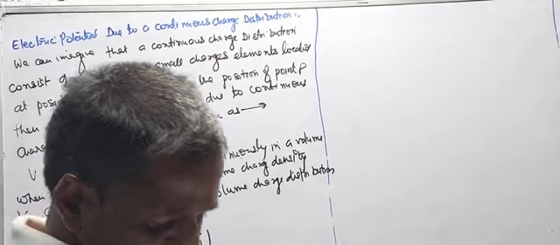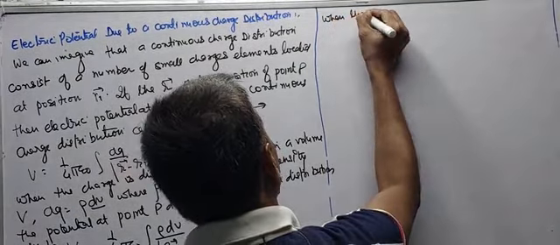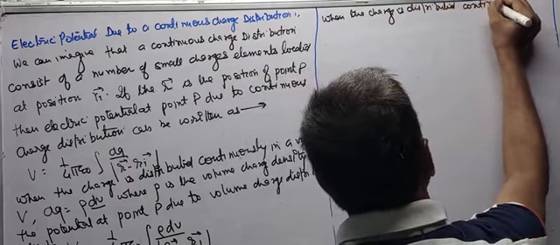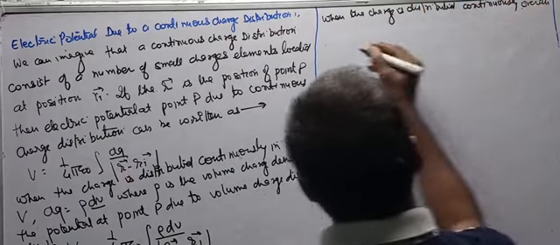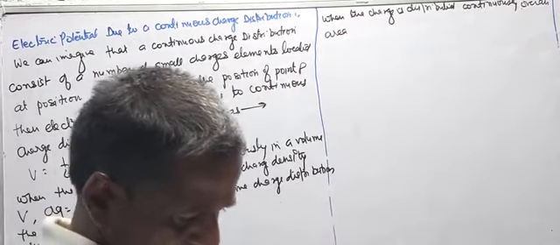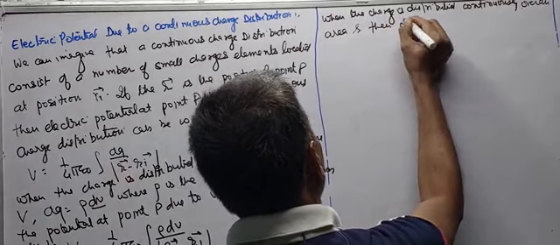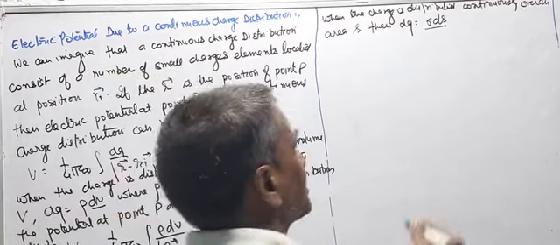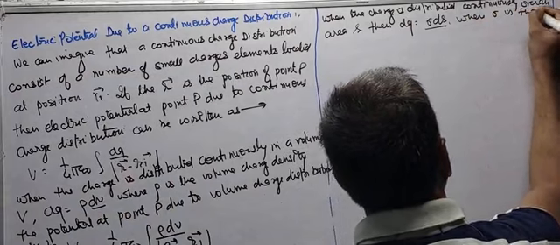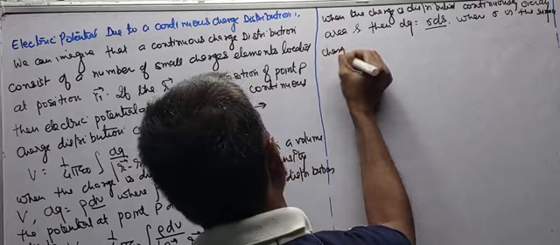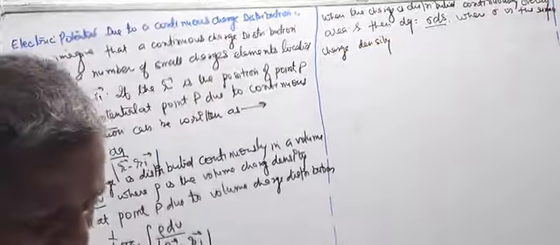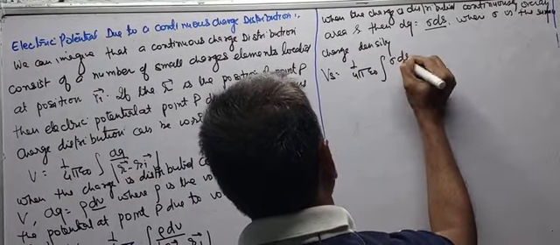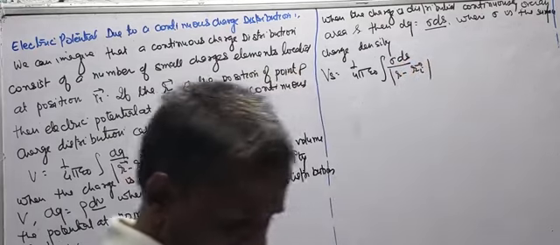When the charge is distributed continuously over an area, then dq equals sigma dS, where sigma is the surface charge density, then Vs equals 1 upon 4 pi epsilon naught integral sigma dS upon mod r minus ri vector cap.